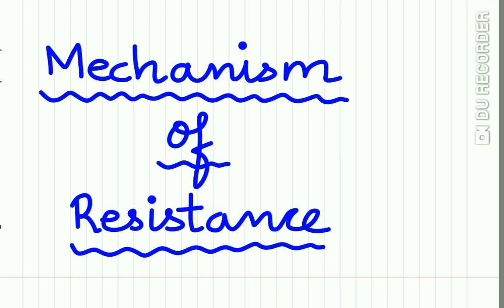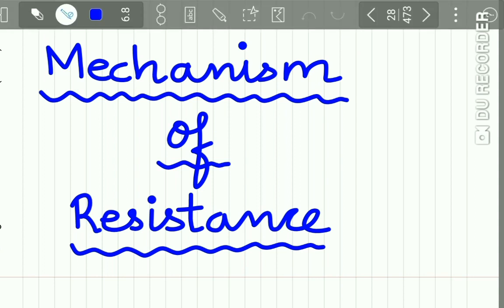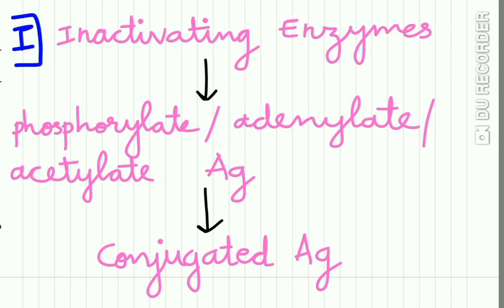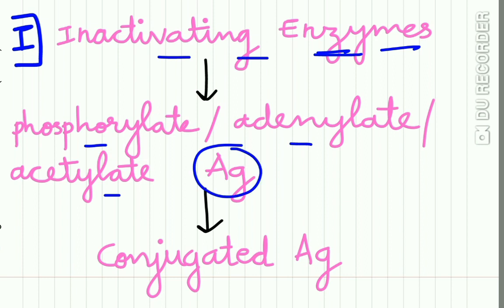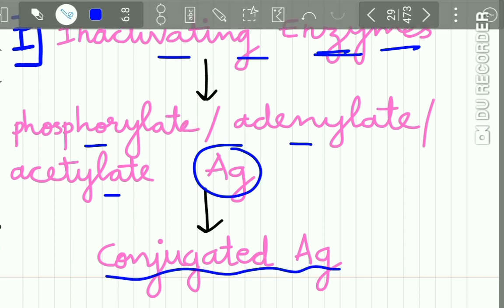Now, let us study the mechanism of resistance of the bacteria against the aminoglycosides. There are various mechanisms of resistance. The first one is the acquisition of inactivating enzymes against the aminoglycosides. Now, if the bacteria acquires inactivating enzymes against aminoglycosides, what do these inactivating enzymes do? They either phosphorylate or adenylate or acetylate the aminoglycosides, resulting in the formation of conjugated aminoglycoside.